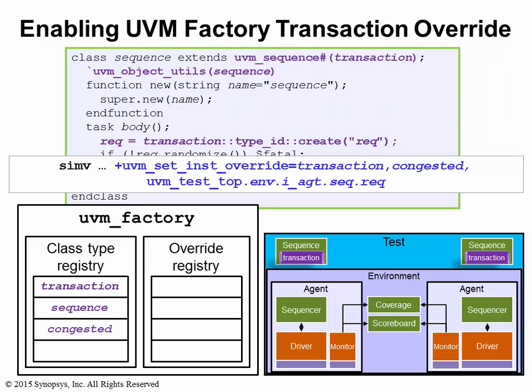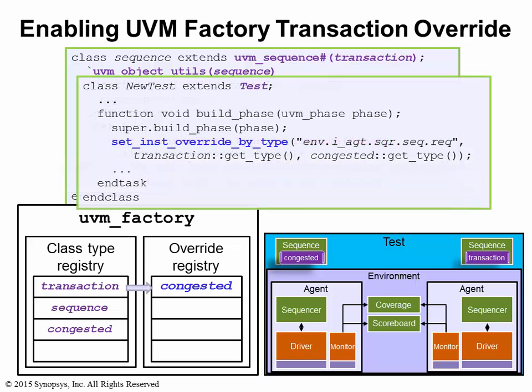This UVM runtime switch populates the override registry with a reference from the first argument to the second argument. When the UVM factory is used to construct the object, the UVM factory will check the override registry. If the override registry is populated, the UVM factory will construct an object of the override type. With a simple runtime switch, you can now modify the definition of any transaction in your test without writing yet another sequence, yet another test. If needed, you can embed the override into a test.